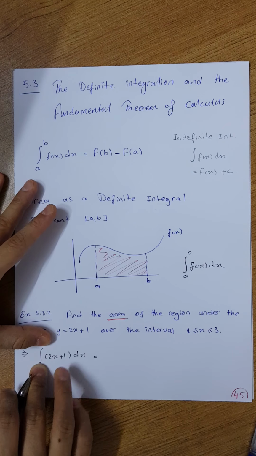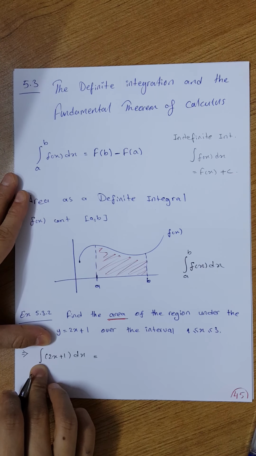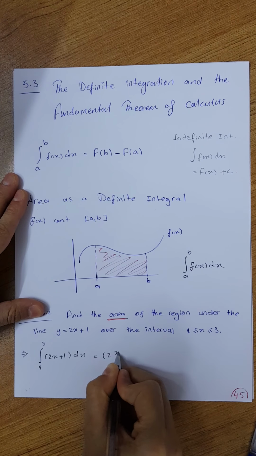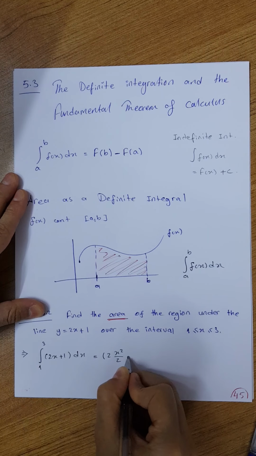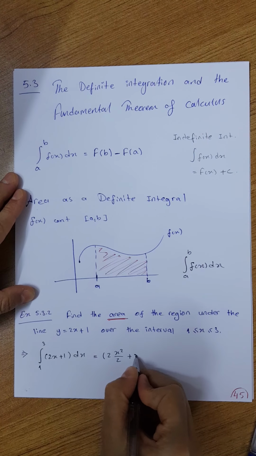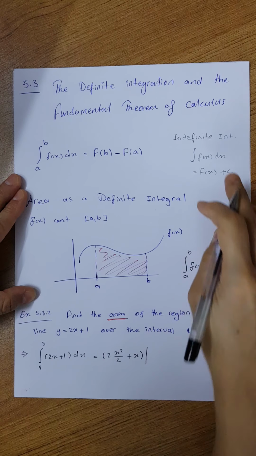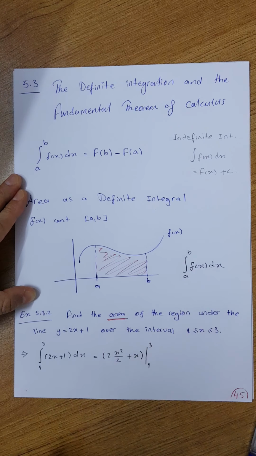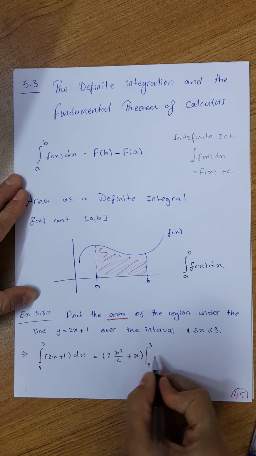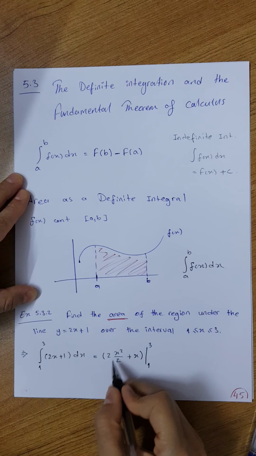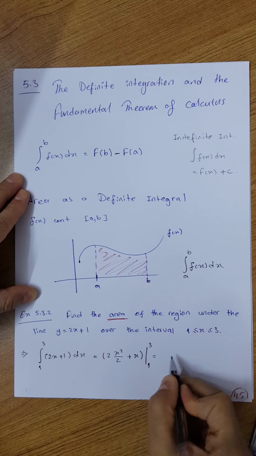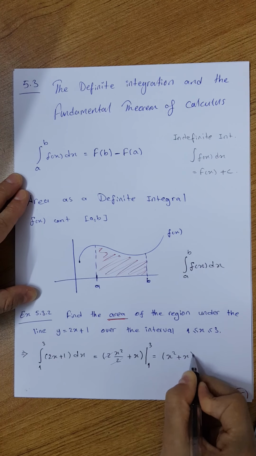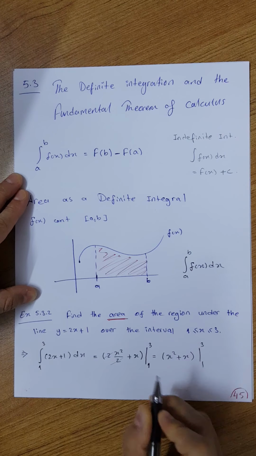Take away the bounds and do the integration as we usually did for indefinite integration. What is the integration of 2x? It is 2x squared over 2, plus, what is the integration of 1? It's equal to x. Now instead of writing plus c, I will write the bounds running from 1 to 3. I will do the simplification first before inputting those numbers. So that will be x squared, these two cancel each other, plus x, with the bounds from 1 to 3.